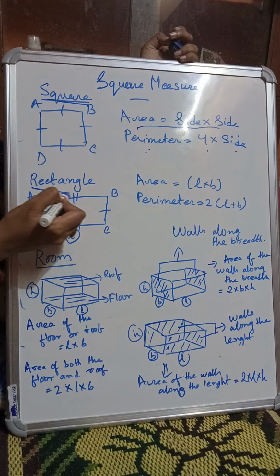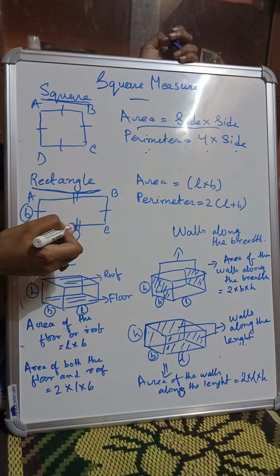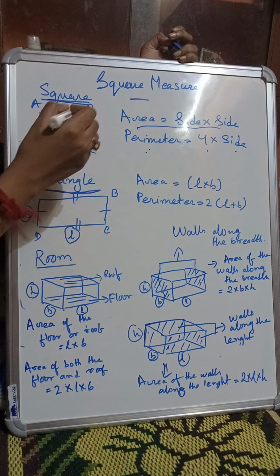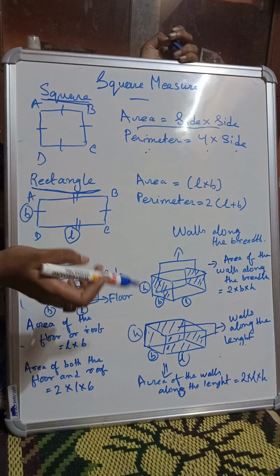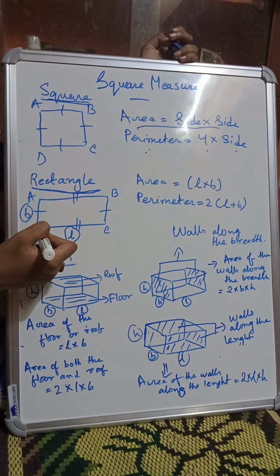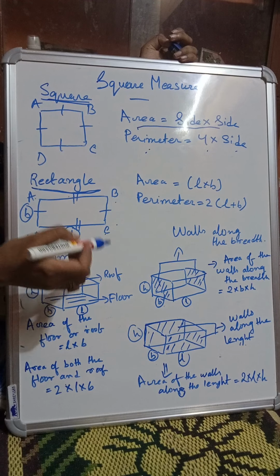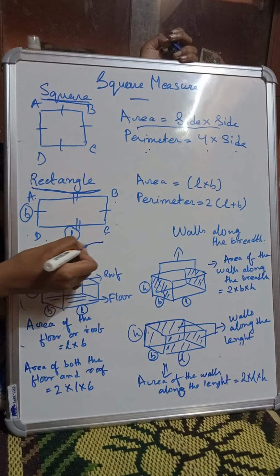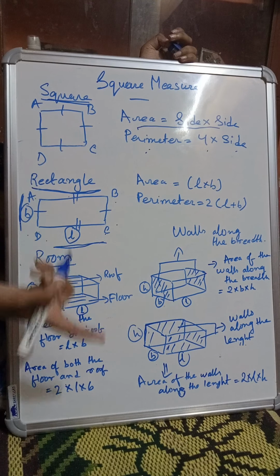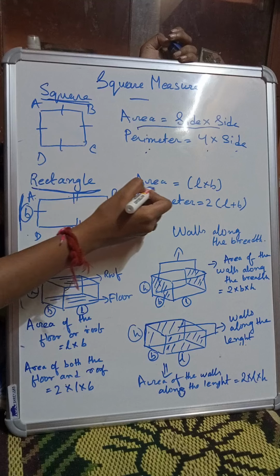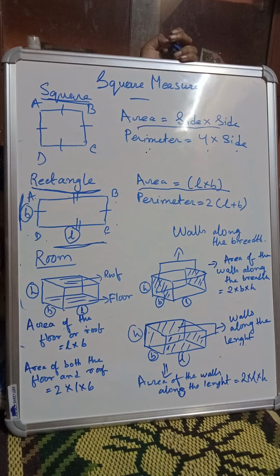Now let's come to the rectangle. Now what is a rectangle? In a rectangle, the opposite sides are equal. Unlike in the square, where all the sides are equal, in a rectangle only the opposite sides are equal. So here AB is equal to CD and BC is equal to AD. Now this is the length of the rectangle and this is the breadth of the rectangle. So what is the area of a rectangle? Area of a rectangle is length into breadth. So this is the formula for the area of a rectangle.